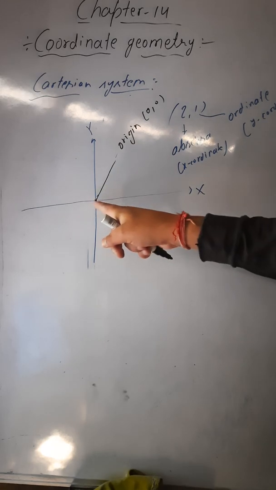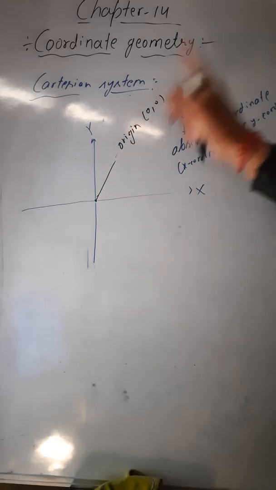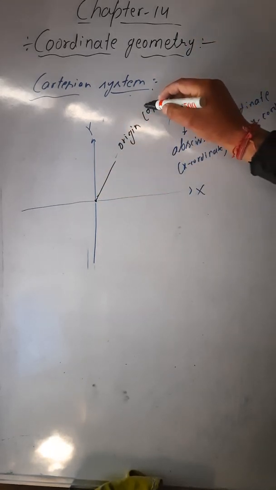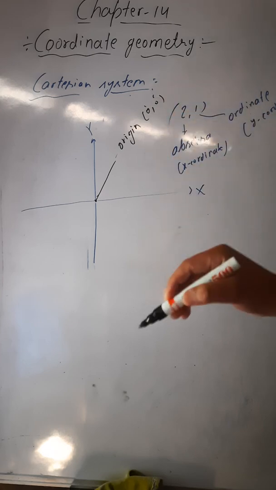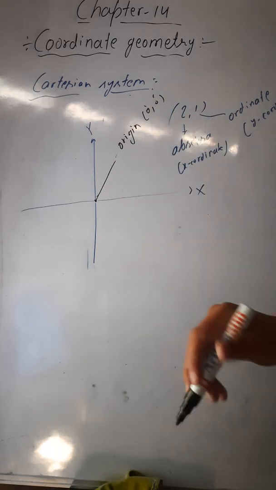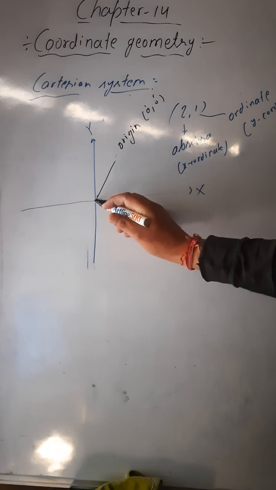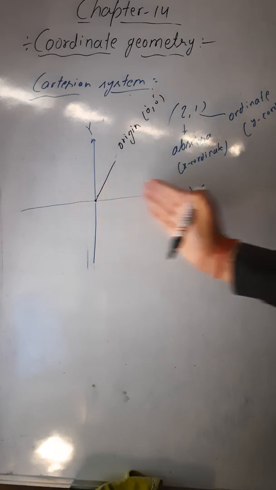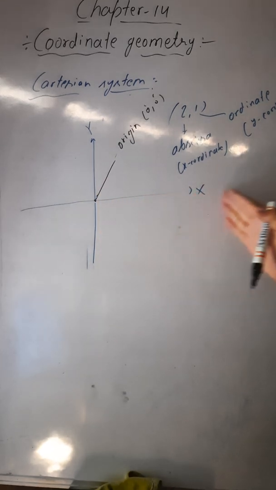What will be the coordinates of the origin? (0, 0). Here x is 0 and the y coordinate is also 0. Both are 0 here. So we are starting from here. This will be 0. If I move along the x-axis, this is the positive direction of the x-axis.